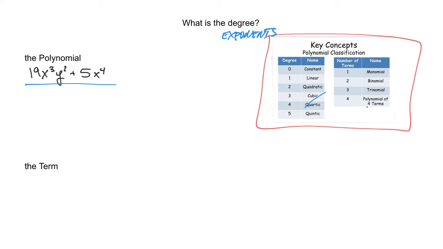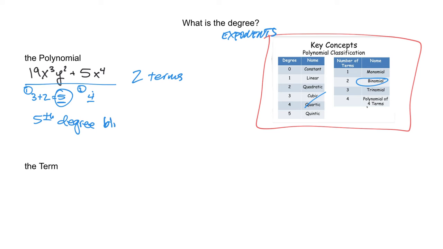So we look at this polynomial, 19x cubed y squared plus 5x to the fourth. So I have two terms, which makes it a binomial. And I'm going to add up the exponents for the first term. So here my exponents are 3 and 2. That equals 5. So this is for the first term. And then for the second term, I have just 4 plus 0. So it's just 4. Which number is bigger, 4 or 5? Well, 5. So this is a fifth degree binomial. Okay? So the entire polynomial, the degree of the polynomial gets determined by the single largest degree term.